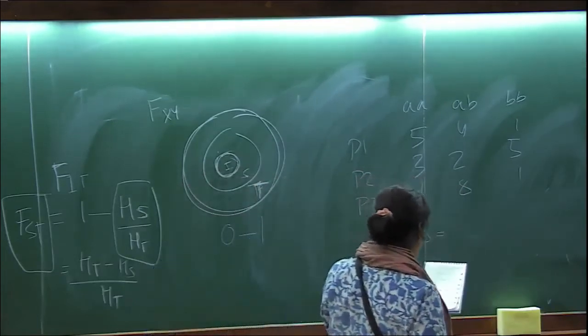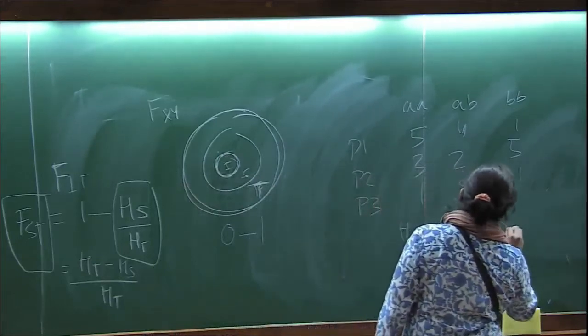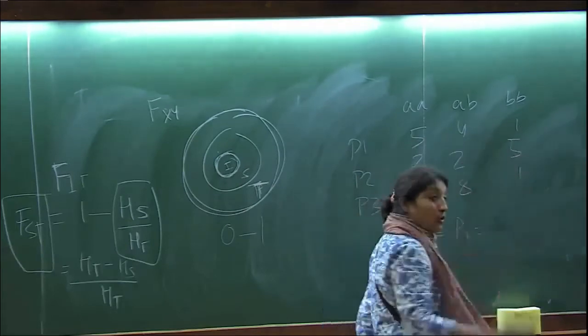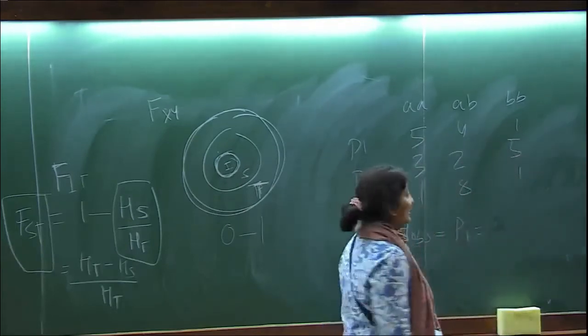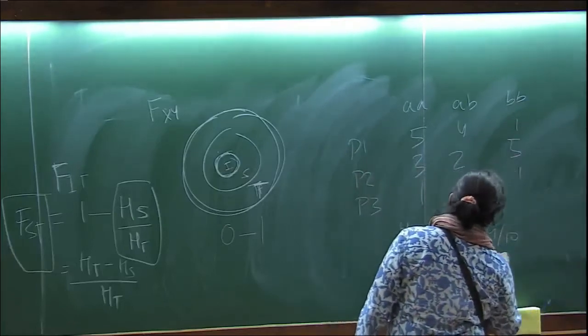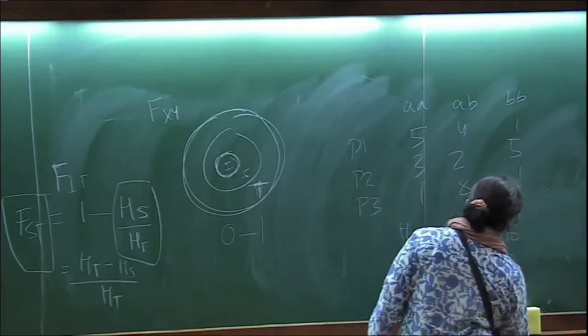Well, you have H observed. For P1, it is 4 by 10, right? What's the proportion of observed heterozygotes? In population 1, it's 4 by 10. In population 2, it's 2 by 10. In population 3, it's 8 by 10.